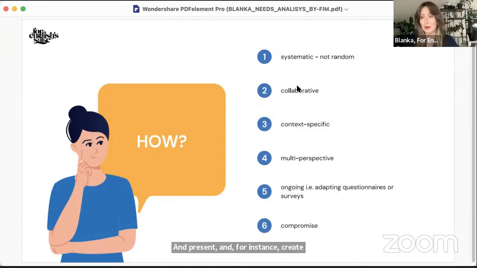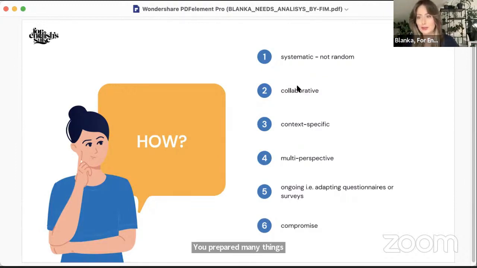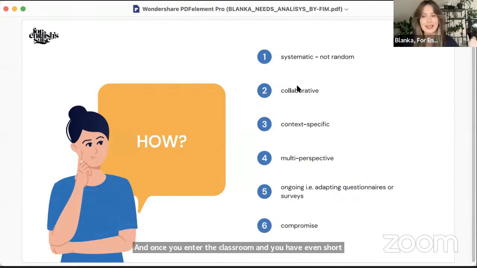And look, you are in the middle, you prepared many things beforehand, and now you face the situation that you have to change. It's a collaborative process because it should meet common ground. So it should be a dialogue. It should be a communication with your students, director of studies, and simply someone who pays for the course. There might be parents of your students. Very often they have different ideas and desires and concepts onto what their kids should learn. And once you enter the classroom and you have even a short session with kids and with your students, you see that you are not on the same page.